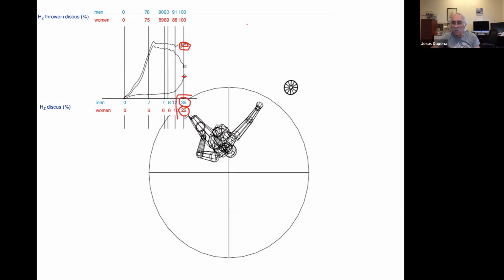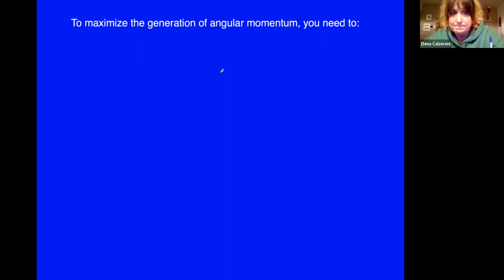The women and the men, the speed of the discus, not angular momentum, the speed of the discus is about the same, but the angular momentum of the discus is a smaller fraction of the total. Okay, so yes, this guy is typical. So you want to maximize the generation of angular momentum, because if you have more angular momentum, you have more angular momentum to give to the discus, and the discus will get more speed.